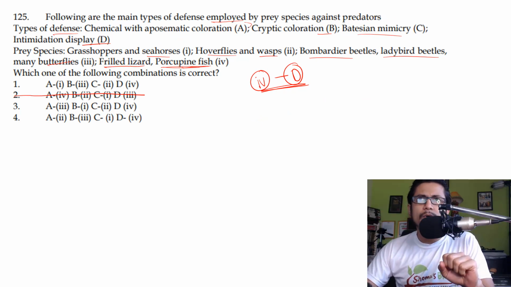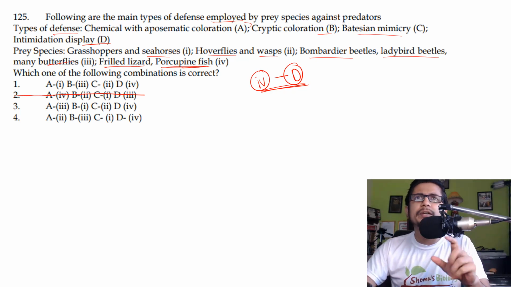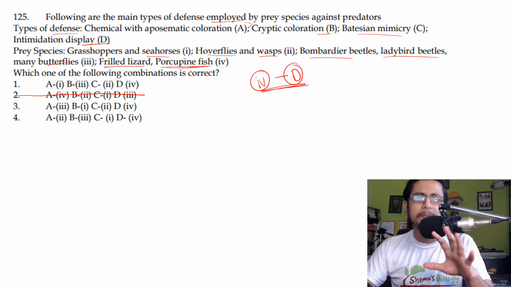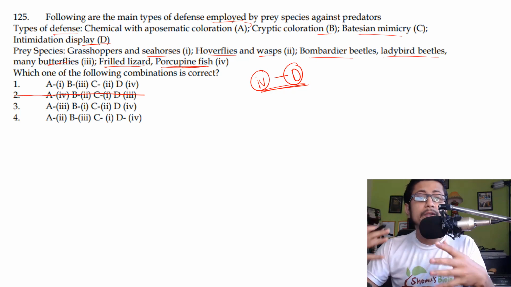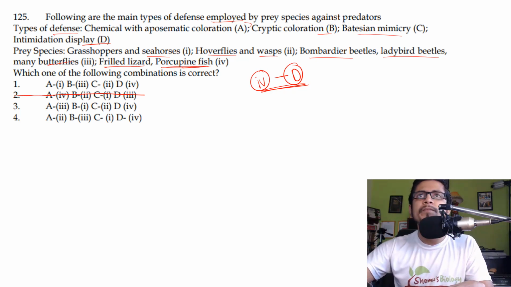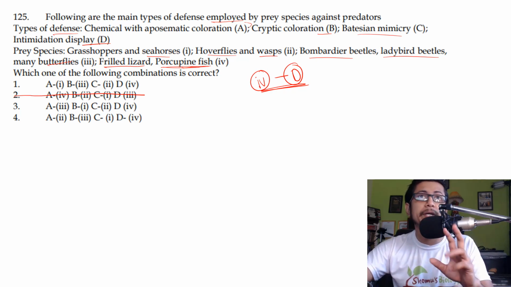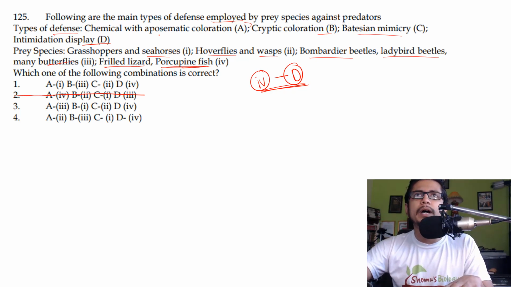Okay. So for answering this question, you need to know a little bit about the animal behavior, particularly the behavior for survival for prey species. So one of that we already figured out, that is the porcupine fish and frilled lizard with this intimidation display. Apart from that, there are these 3 things. I first explain that so that you can understand and answer on your own. Aposematic coloration, cryptic coloration, Batesian mimicry.